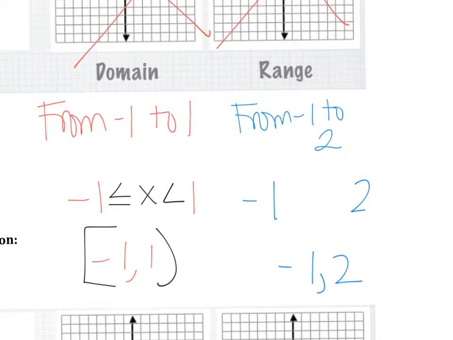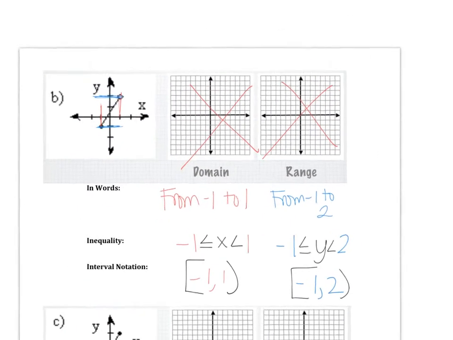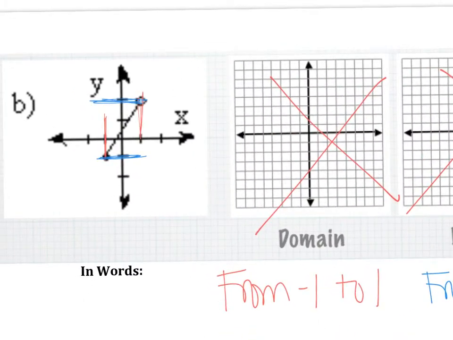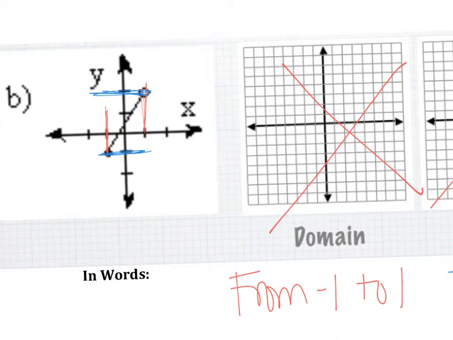So when we go to do the inequality, we will say that -1 is less than or equal to y, which is less than 2. We'll have a bracket around -1 and a parenthesis around 2. Again, when you look at the graph, the closed dot is represented with less than or equal to and a bracket. Open dot is less than, or a parenthesis.